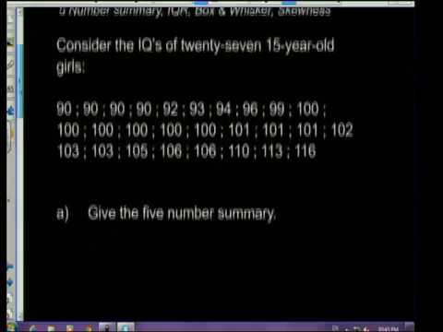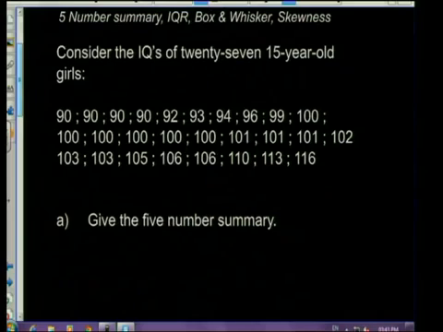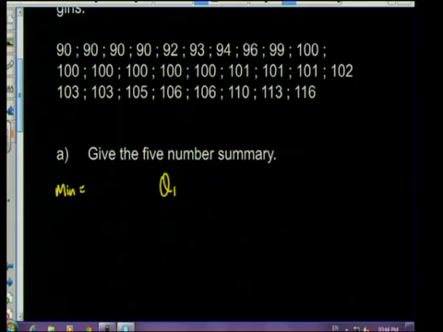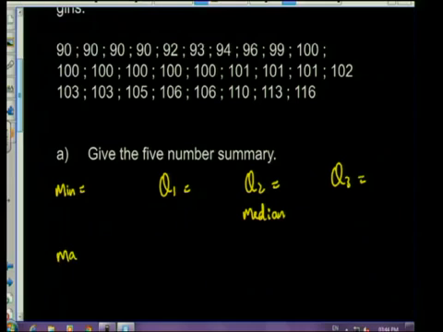So let's dive in. Here we've got the IQs of 27 15-year-old girls, and we're asked to find the 5-number summary. This really should give us easy marks in the exam. It's there to help you if you've done some revision. Remember, the 5-number summary is made up of 5 parts, hence it's called the 5-number summary. So we want the minimum, we want the lower quartile, we want the middle quartile, but the middle quartile is the median. Okay, so I can abbreviate it as Q2. I want the upper quartile, which is Q3, and then I want the maximum.